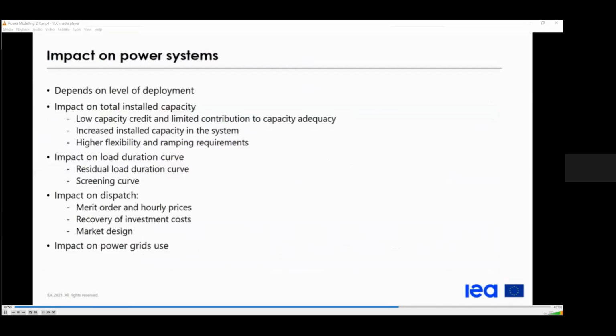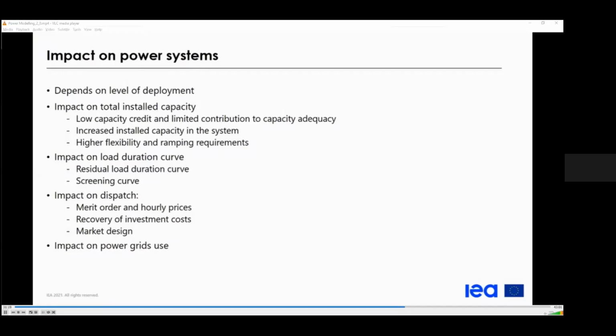And when solar PV and wind share is low, the variation of demand from one hour to another is more important, has more effect on the system than this variability coming from solar and wind PV. But when we go beyond that, we begin to see some impact. Impact on total installed capacity.